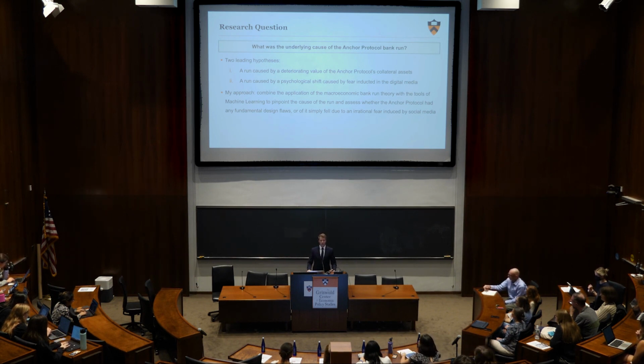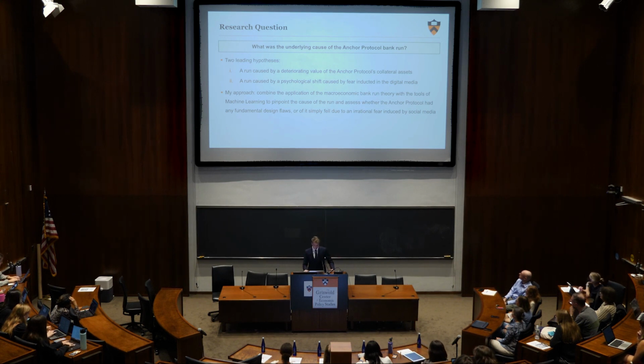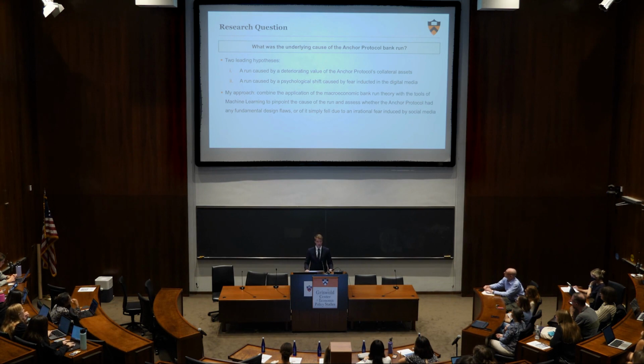The second hypothesis, which is perhaps even more interesting, is that maybe there is something about the psychology. Maybe the fact that there was so much fear around the idea that this may be a Ponzi scheme, maybe that caused the run. So my approach was to actually combine the macroeconomic bank run theory. If you have studied the Diamond-Dybvig model, it's a very popular model on bank runs. Actually, funny enough, when I was doing this research, this model won the Nobel Prize. So that was really cool.